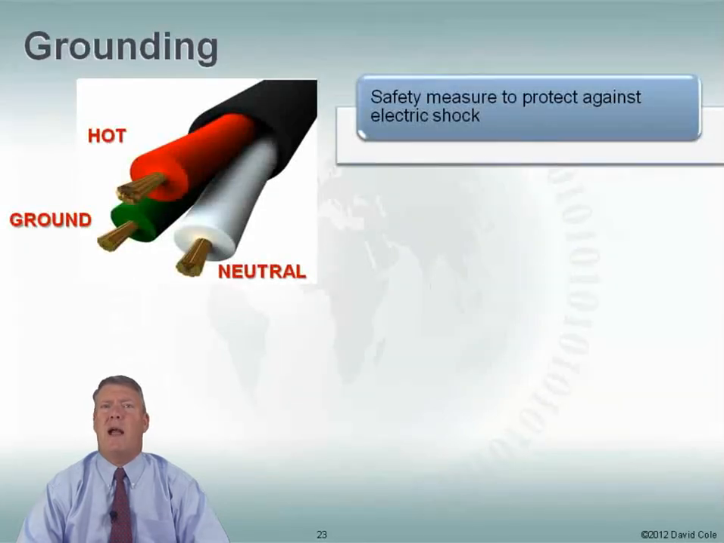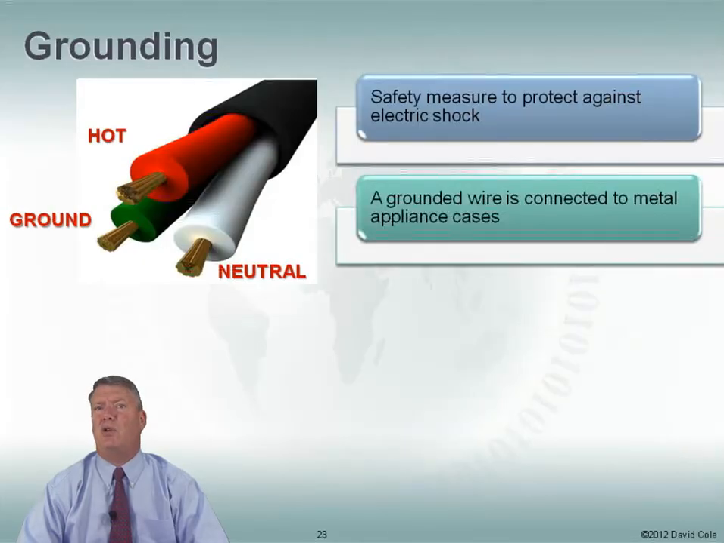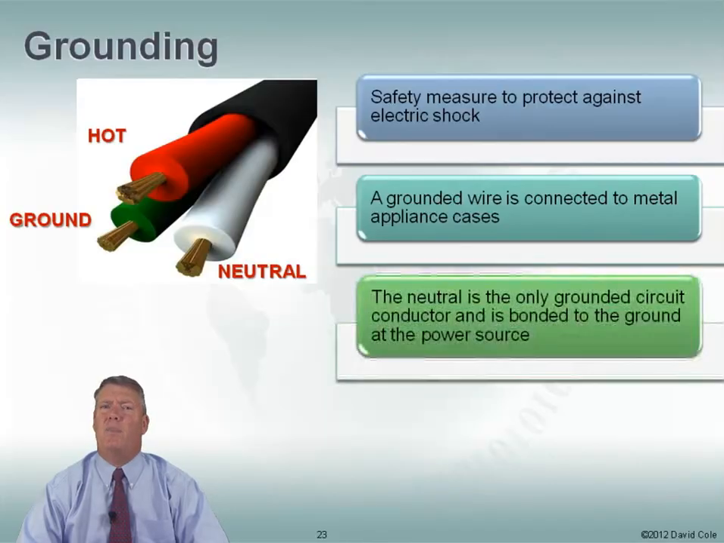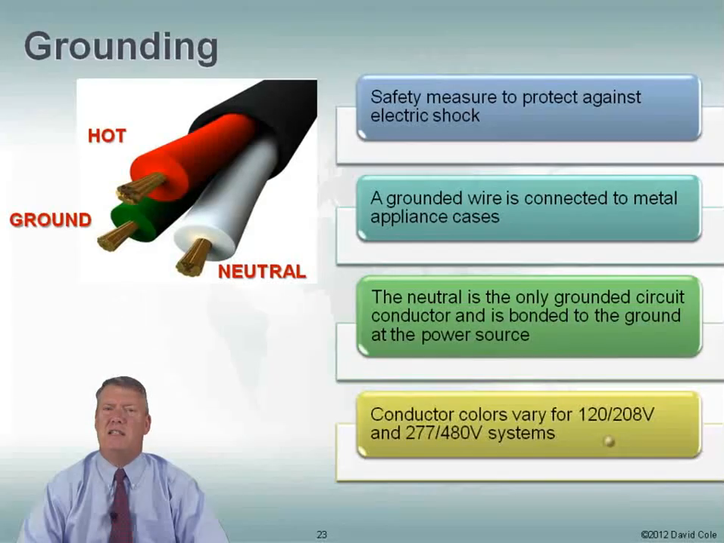Let's look at grounding. Grounding is a safety measure designed to protect us against electrical shock. What happens is we take a ground wire connected to the metal case, and we're going to explain why in a series of diagrams here. The neutral line is the only grounded circuit, and that's bonded back to the ground at the power source. Again, I think the next slide will make this a little more clear how exactly this is laid out.